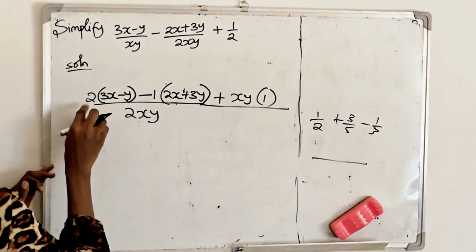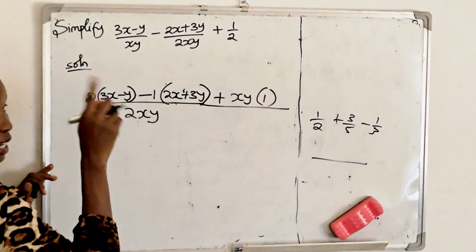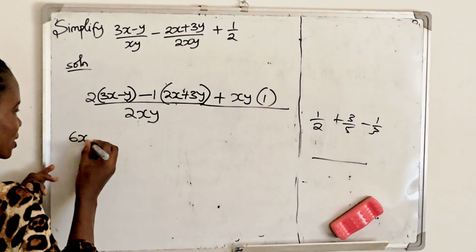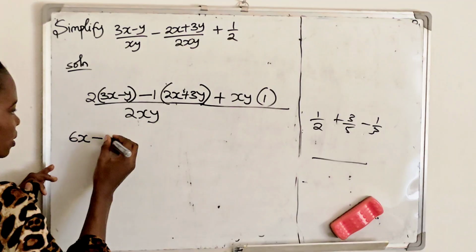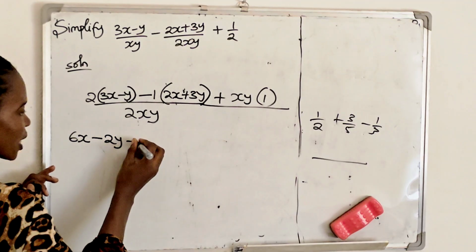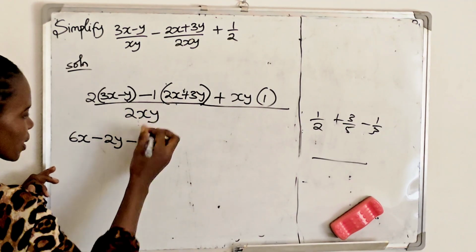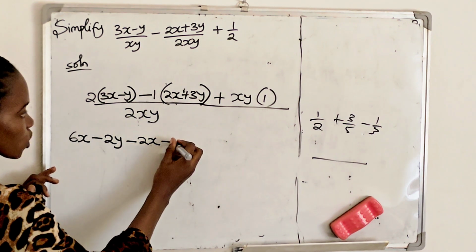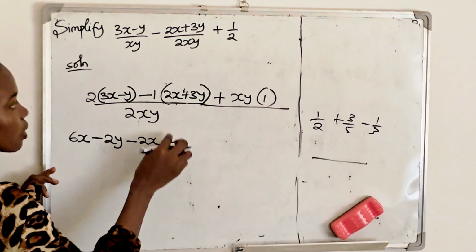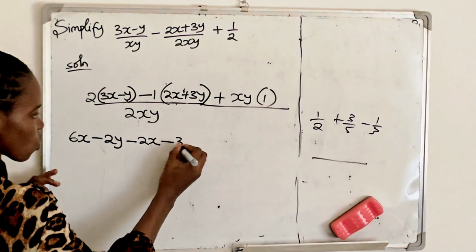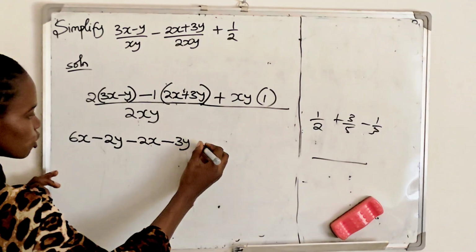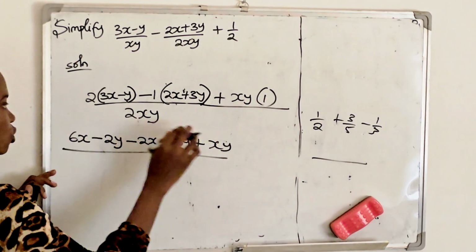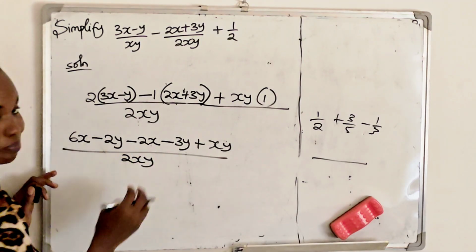So we simplify further. 2 times this bracket means multiplication, okay? 2 times 3x will give me 6x minus 2 times y, 2y, minus 1 times 2x is 2x, minus times minus times plus minus, okay? Then 1 times this is 3y. You understand it? Good. Plus xy times 1 is xy. So that's that for the numerator. So I have 2xy. Okay?